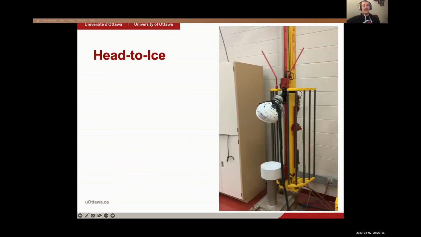Here's an example of a head to ice event. It's taking place at 5 meters per second, using our monorail drop rig. You can see here that the head form is fixed to our monorail, and it's dropped onto a block of ice. Right here is a block of ice that has been frozen for 25 hours.